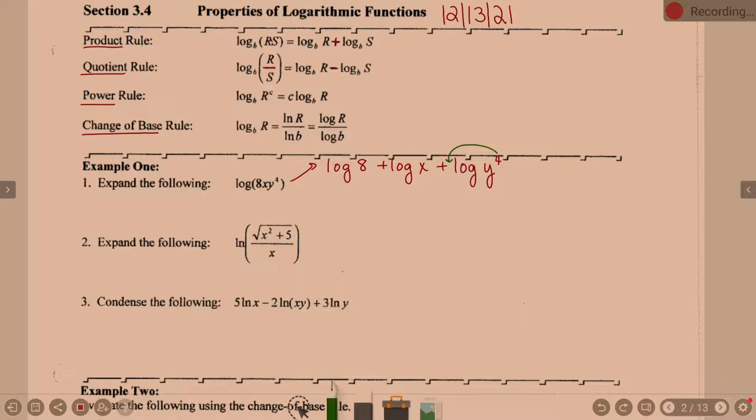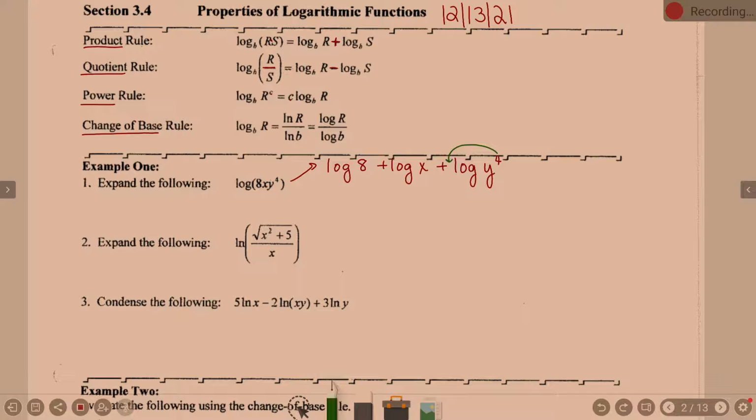Would they what? Put the 4 in front of log 8? No. I'm assuming you're talking about that 4 there? Yeah, no. That 4, since it's a power on y, it just goes right in front of that log. X obviously only has a power of 1.